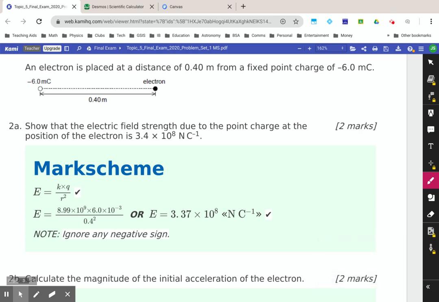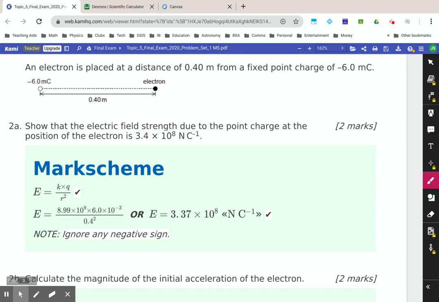Okay, this next problem is also a topic 5, paper 2 question from 2019. An electron is placed at a distance of 0.4 meters from a fixed point charge of negative 6 millicoulombs. Show that the electric field strength due to the point charge at the position of the electron is 3.4 times 10 to the 8th newtons per coulomb.